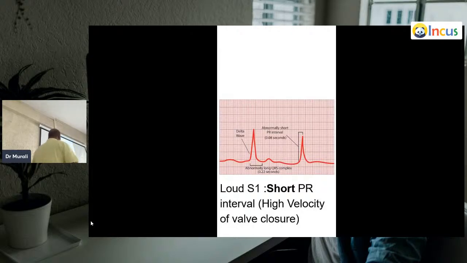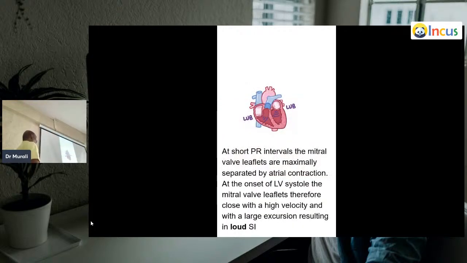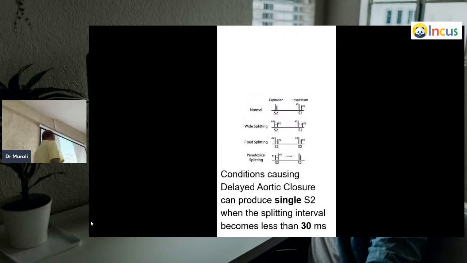Okay. Now, similarly, with any short PR interval, there is a high velocity of valve closure leading to loud S1. Just like prolonged PR interval leads to softening of S1, shorter PR interval leads to louder S1, is what you need to remember. So that is a quick summary of the first 50 points.